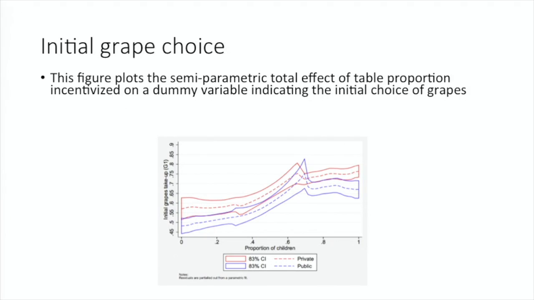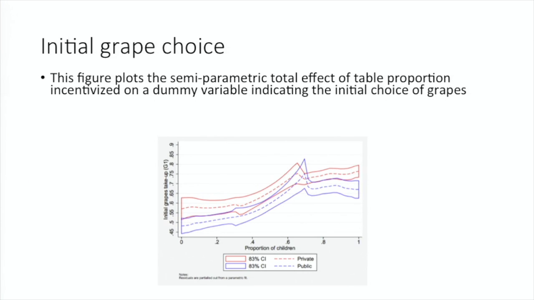So this is one of my main slides. So this is a figure plotting the total effect of table proportion incentivized on a variable indicating the initial choice of grapes. So what this figure is telling you is on the x-axis I have the proportion of children who are incentivized, and on the y-axis I have the initial choice of grapes. So this is before I see what anyone else has done. And the blue line is my public treatment, and the red line is my private treatment.